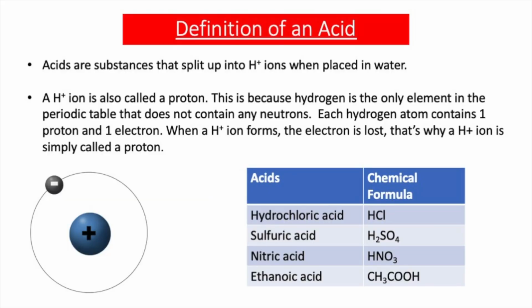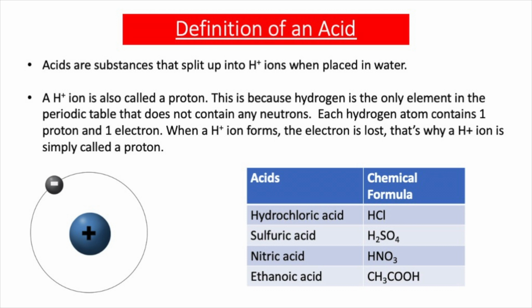Now at GCSE we define the term acid as a substance that splits up into H+ ions when placed in water. Now a H+ ion is called a proton, and this is because hydrogen is the only element in the periodic table that you will come across that doesn't contain any neutrons. And each hydrogen atom contains one proton and one electron. And when a H+ ion forms, the electron is lost. And that's why a H+ ion is simply called a proton.